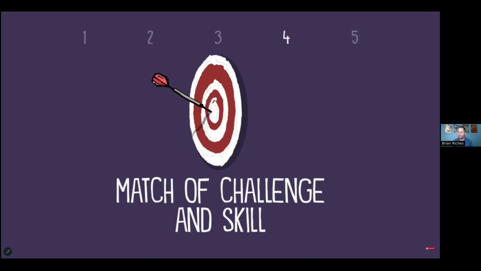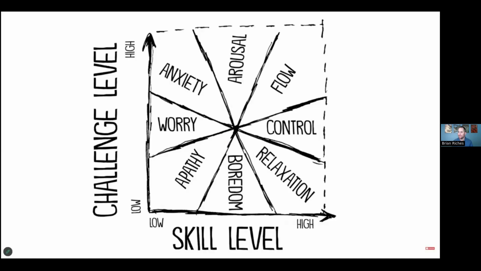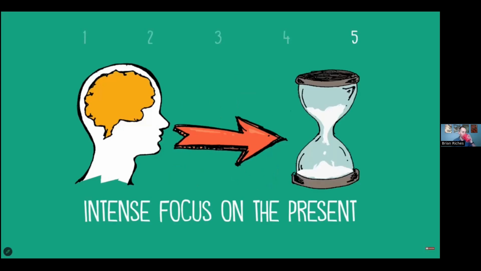Number four, the challenge must match the perceived skills. This requires a sense of personal control or agency over the task. In 1987, researchers published the 8-channel model of flow shown here, and notice that if a task is too easy, you might experience apathy or boredom, but if a task seems too hard, you'll be anxious. The goal is to match both the skill level and the task at hand. And number five, it requires intense focus on the present moment.